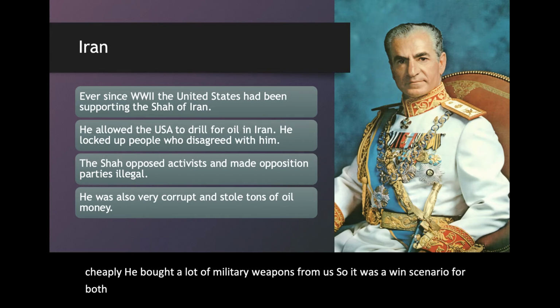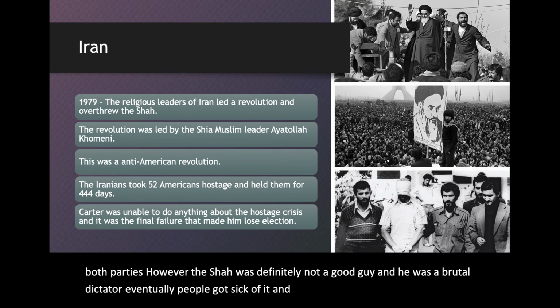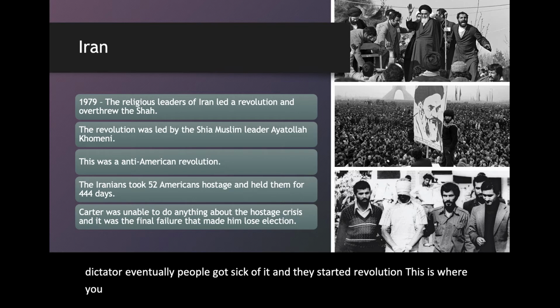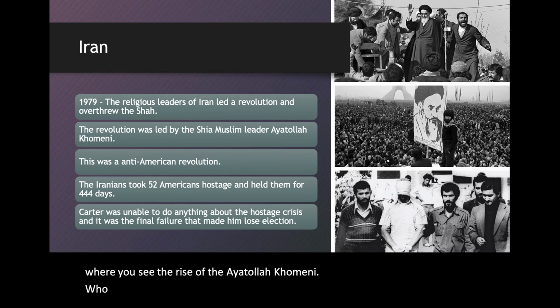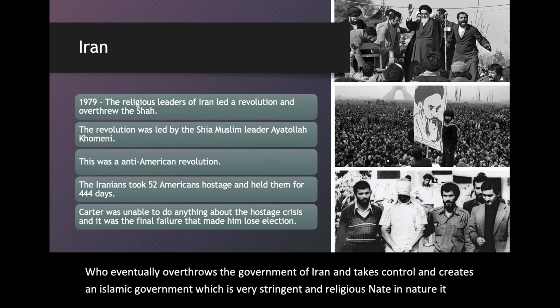However, the Shah was definitely not a good guy, and he was a brutal dictator. Eventually, people got sick of it, and they started a revolution. This is where you see the rise of the Ayatollah Khomeini, who eventually overthrows the government of Iran and takes control and creates an Islamic government, which is very stringent and religious in nature. It is very anti-American also.